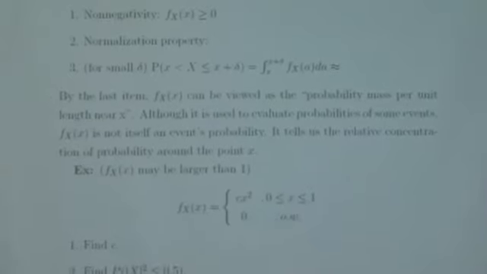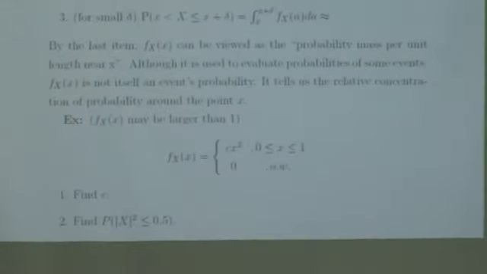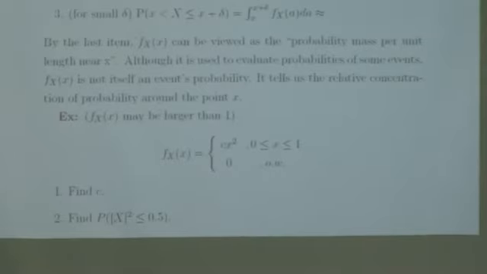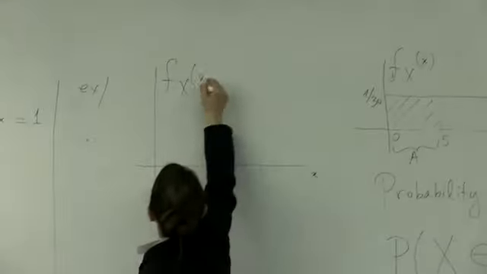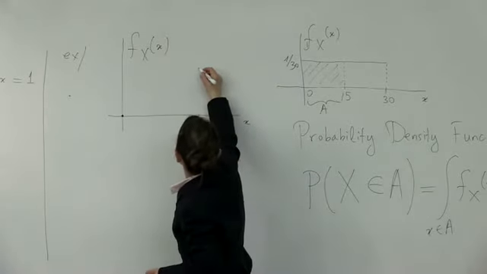So please look at this example. fx of x may be larger than 1 sometimes because fx of x is not a probability. So fx of x is cx squared when x is between 0 and 1 and 0 otherwise. Let's plot that. As a function of x, here is fx of x. Now, what is its value at 0? It's 0 at 0. At 1, it is c times x squared, which is c itself.